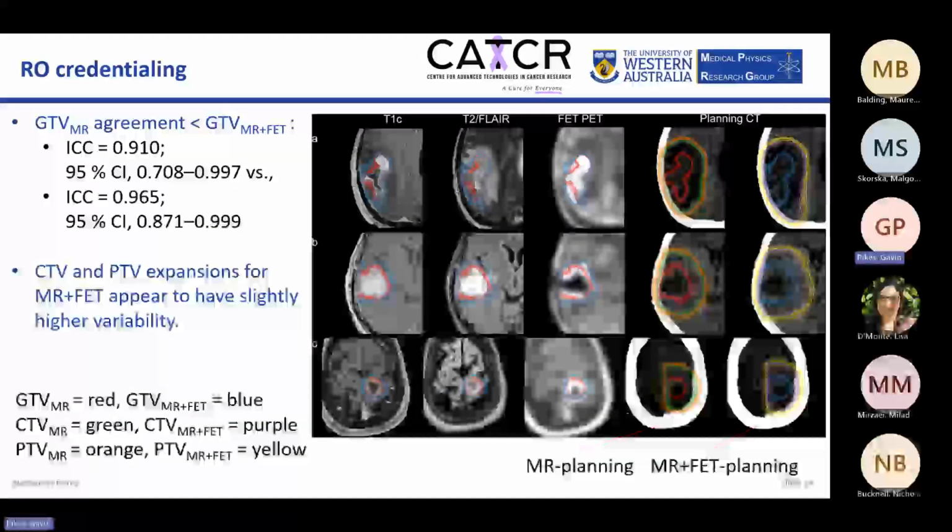And these are all the target volume delineations. So what we found was that the hybrid GTV delineation was a bit more consistent between observers compared to the MR one, but you have to take into account that the BTV is fixed. You've got a part of the contour that's just consistent, so that kind of makes sense. But just using my mouse here, on the very left you can see the MR plans and all the GTV, CTV, PTVs, and on the right is the MR plus FET.